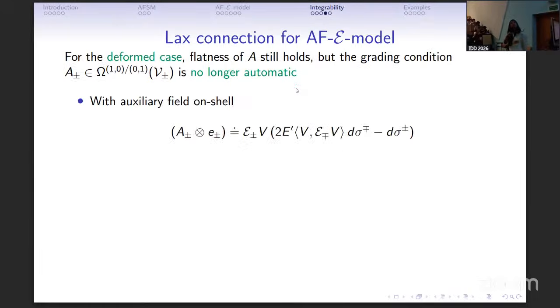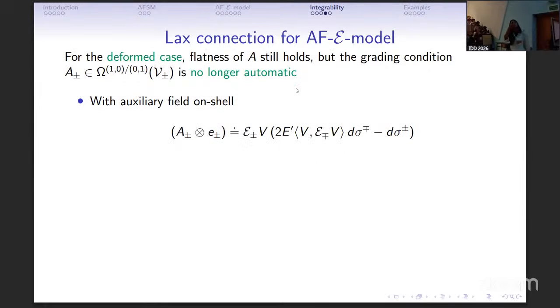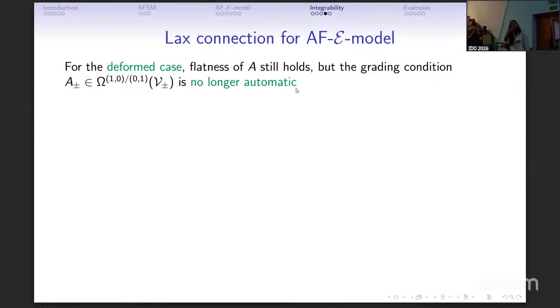So in order to have that, there's one tool that we need to use always, that we take auxiliary fields on shell. And when we do that, it does go back. As you can see, this equal with a dot just means that you are taking the equation on shell, and this little curly E plus minus is something that takes you to these subspaces B plus, B minus. So eventually, this A plus minus actually does land back into the same grading that we want, but it is on shell.